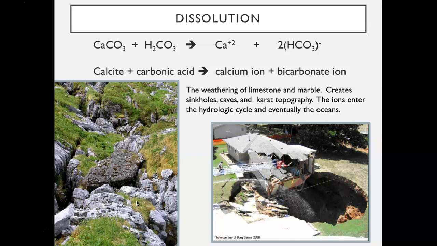sinkholes, caves. There's a certain name to the look of the topography. It's karst topography. Those ions, calcium and bicarbonate, then are going to enter the hydrologic cycle, right? They're washed downstream, eventually into our ocean basins, and that is a big recycler of carbon and calcium, and once they're in the ocean basins, they'll be taken up by organisms, and the organisms make their hard parts from them. On the left here is karst topography.